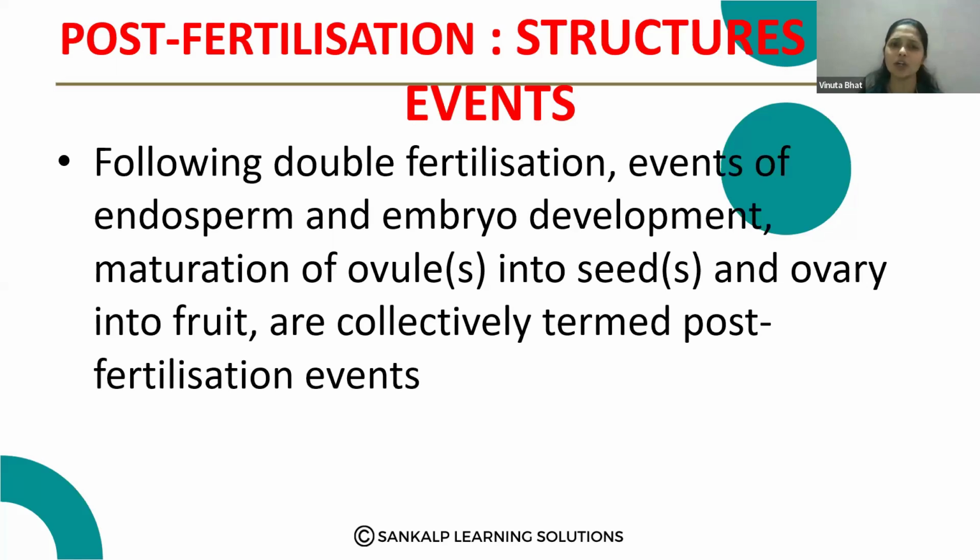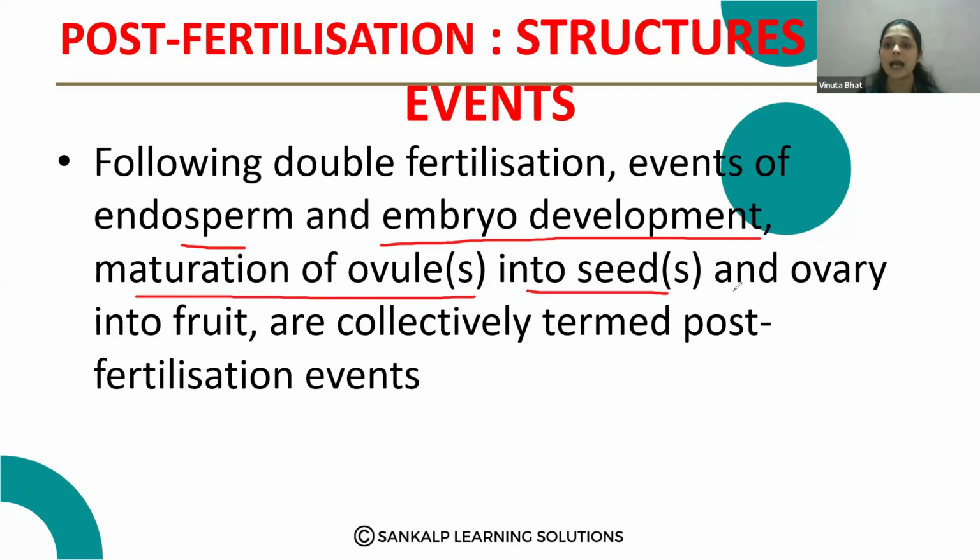Following the double fertilization, events of endosperm and embryo development and maturation of the ovule into seeds and ovary into fruit are collectively termed post-fertilization events. So ovule develops into seed and ovary develops into fruit, and how the endosperm and embryo development takes place, these are all post-fertilization events. Let us see the post-fertilization events one by one.